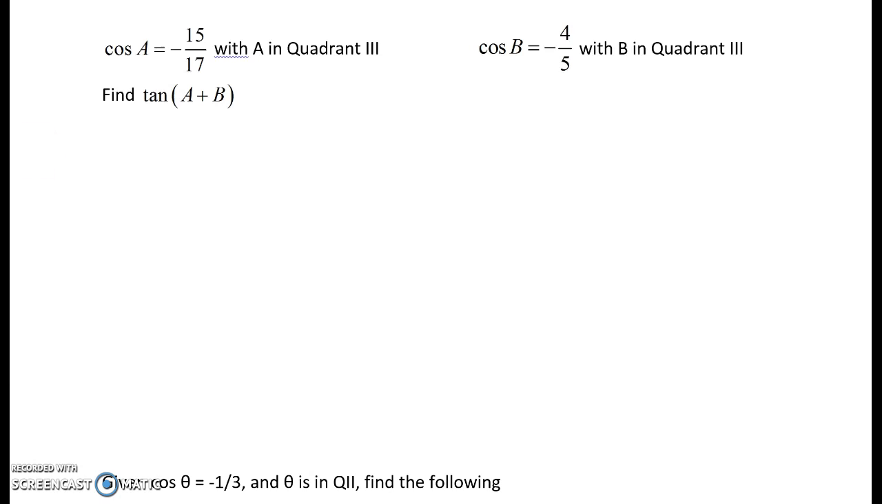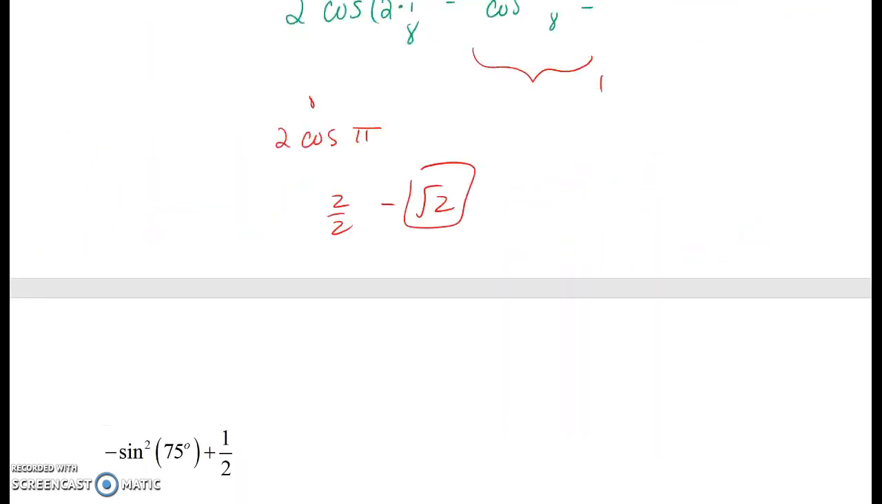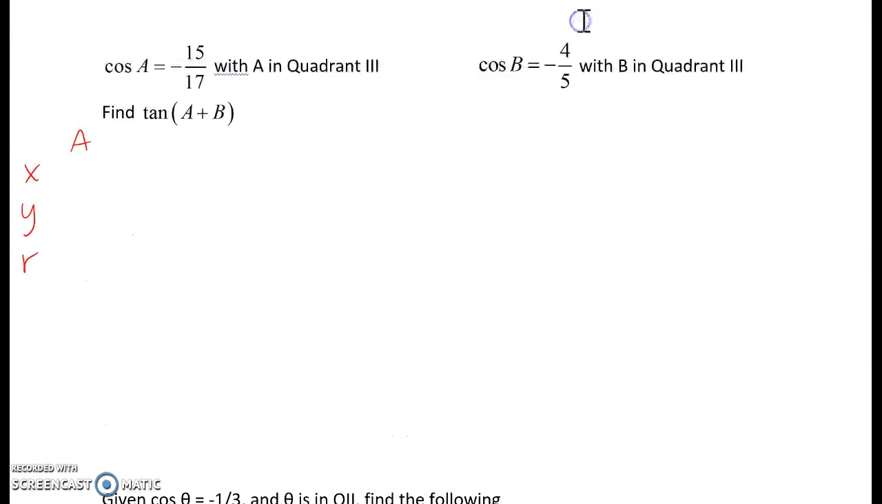Whenever we see problems that involve an angle A and B, we want to go ahead and make our double XYR chart. So we'll have our XYR for angle A and B. Let's move this back down. There we go. We'll have our double XYR chart for A and B, and then we can fill in everything that we know.